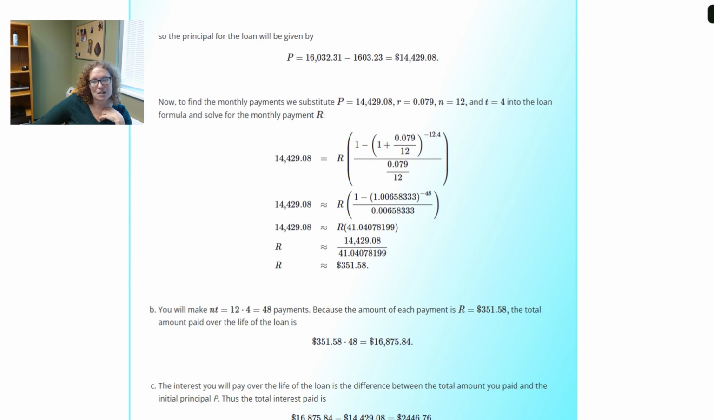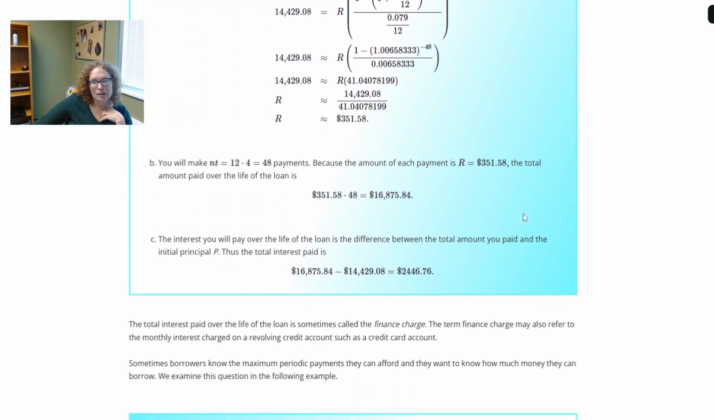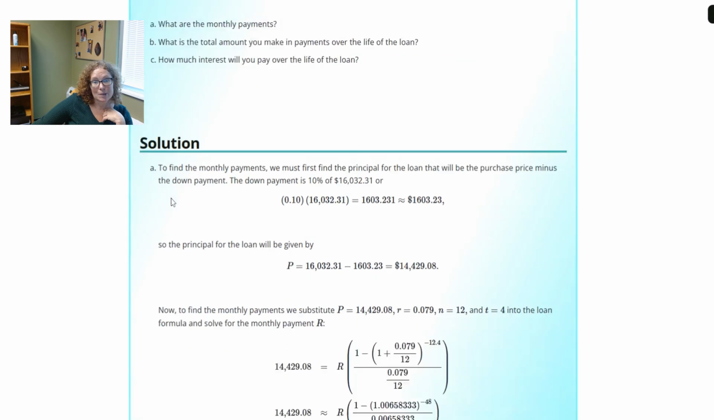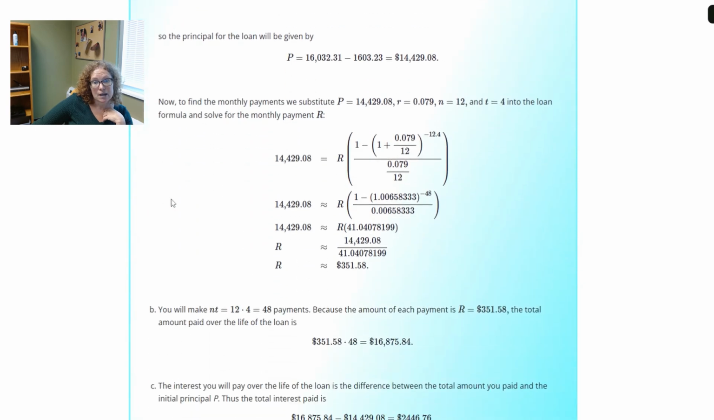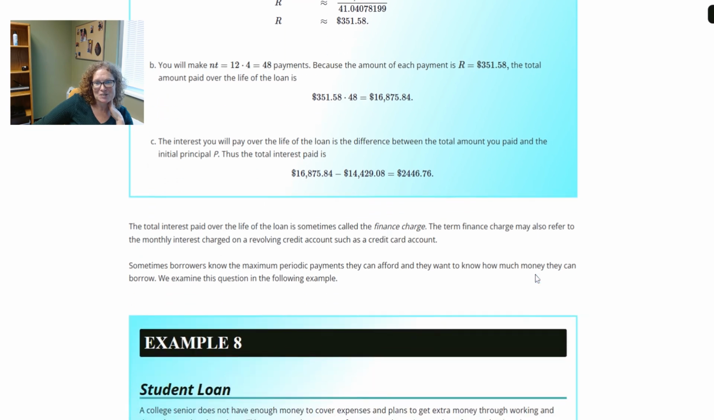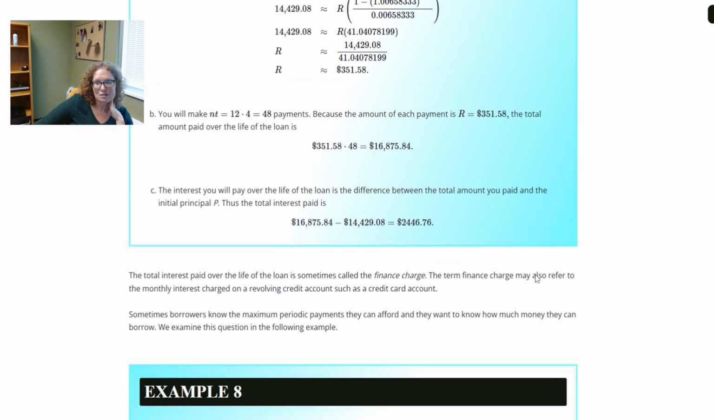We have the amounts, and for A, because we asked for the monthly payments, we found that R would be equal to about 351.58. Then we can take N times T for 48 payments, the total amount over the life of the loan, and then the interest, which would be the difference between.